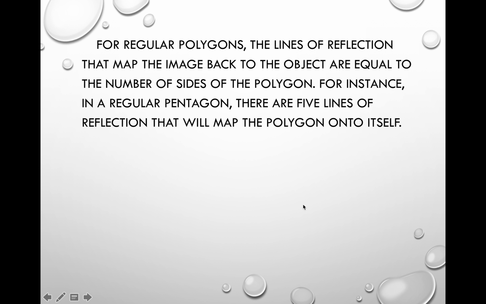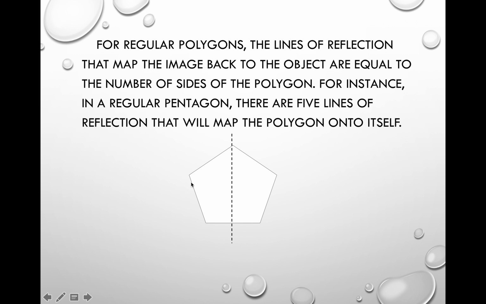For regular polygons, the lines of reflection that map the image back to the object are equal to the number of sides of the polygon. For instance, in a regular pentagon, there are 5 lines of reflection that will map the polygon onto itself. And we're only talking about regular polygons. So depending on how many sides it has, 1, 2, 3, 4, 5, I should be able to find 5 lines where if I fold it in half down that line, it would land on each other.